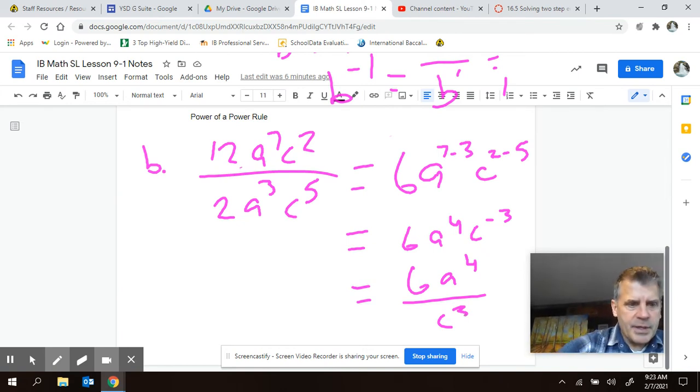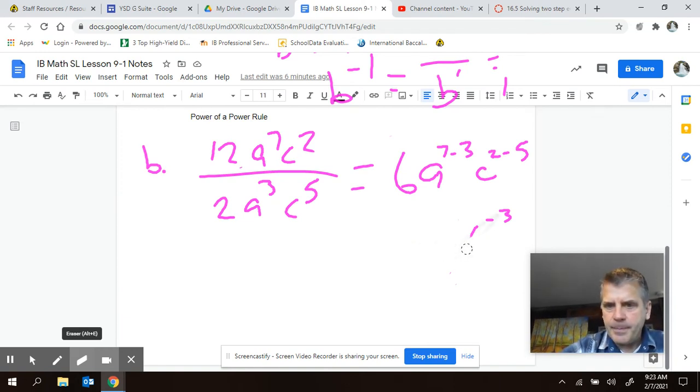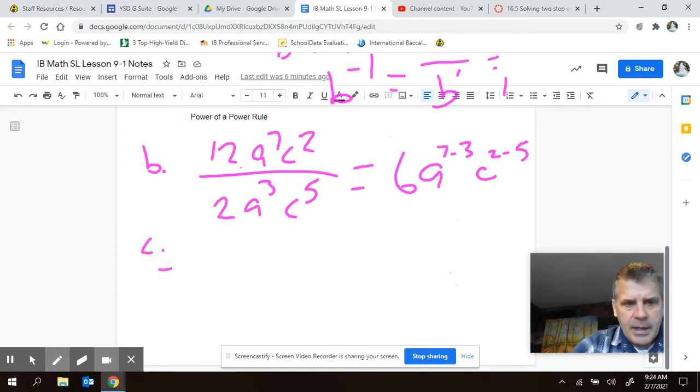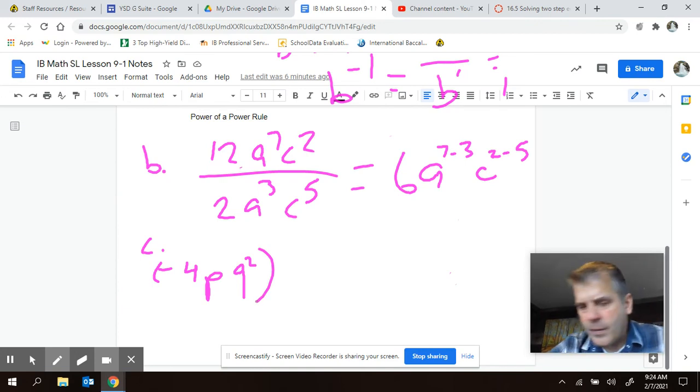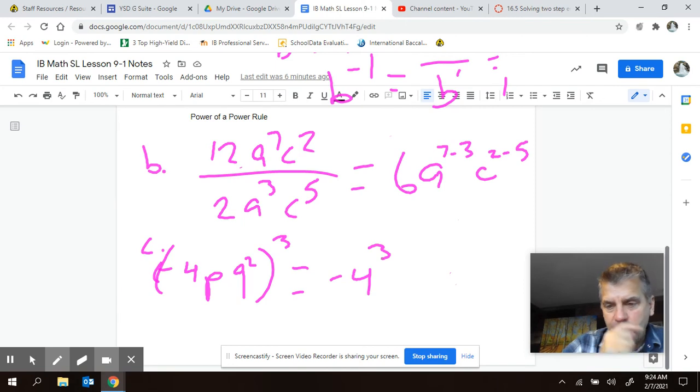All right, let's do a power of power. This one's a little more interesting. And this is example 1C. And it is taking -4pq squared and raising it to a power of 3. And what does that mean? The number also gets raised to the power of 3. That's one that often gets forgotten for students, is they just leave it as -4.